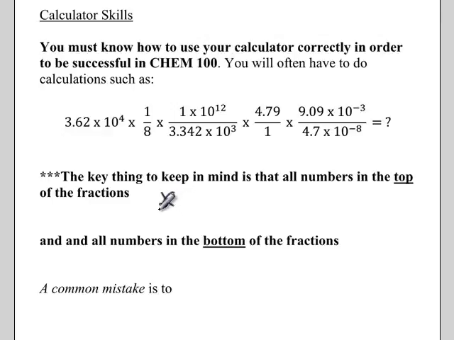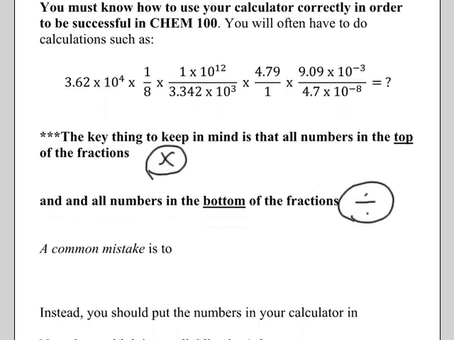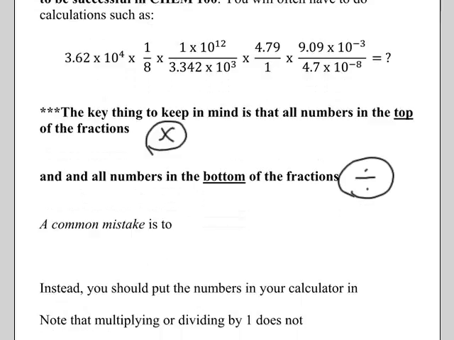Keep in mind all the numbers that are in the numerators, the top of the fractions, have to get multiplied. All the numbers in the bottom of the fractions, the denominators, have to be divided. Obviously, multiplying by 1, dividing by 1, you don't have to worry about those. There's a few common mistakes.